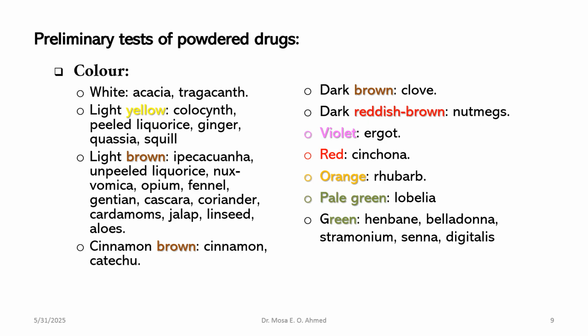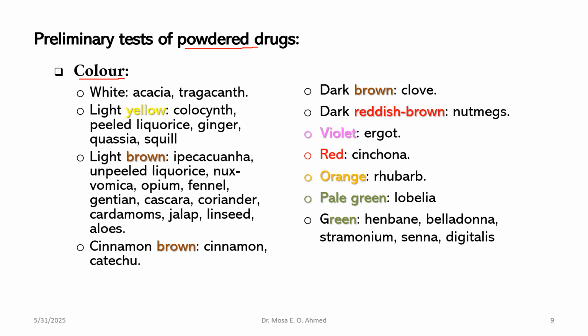The preliminary test for powdered drugs and unorganized drugs also. The important features or characters we can observe in the powder or the bulk of the material: we note the color. The source of the drug determines the color of the powdered drug.